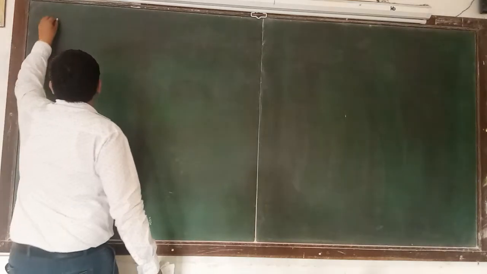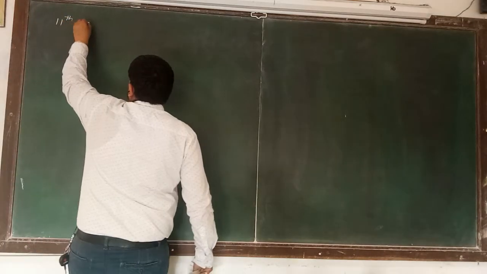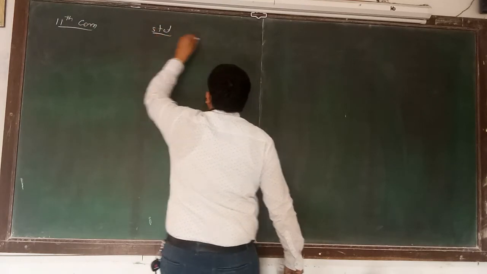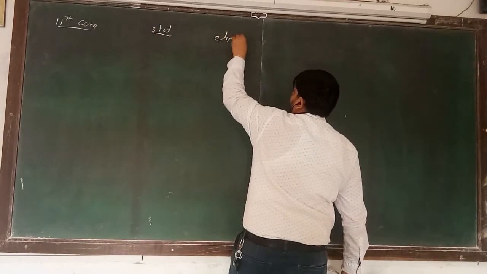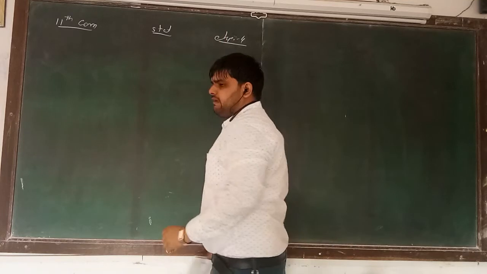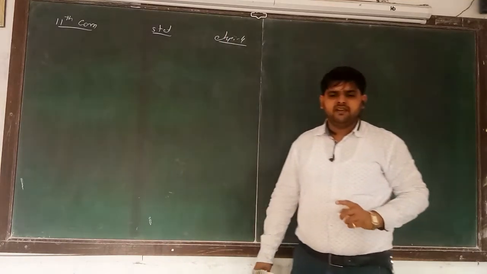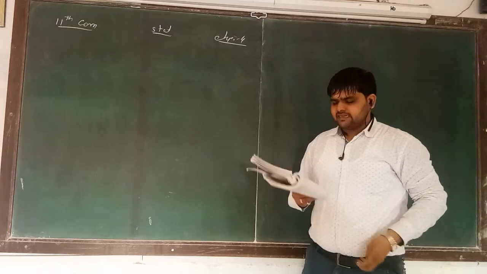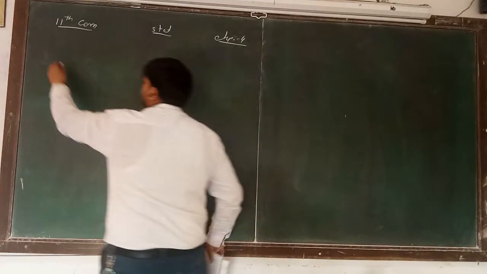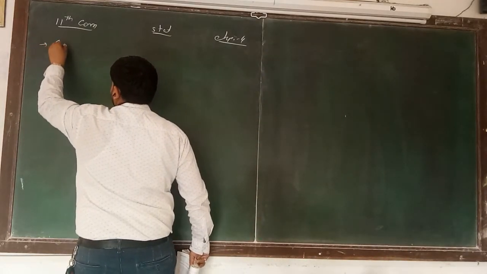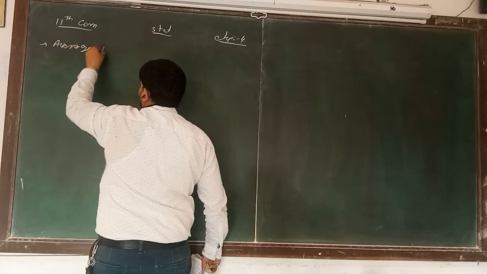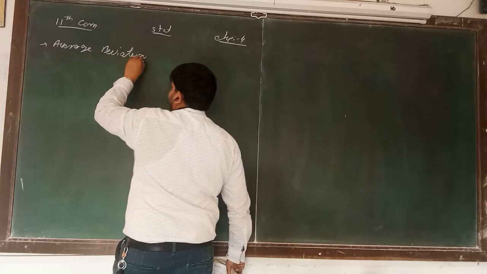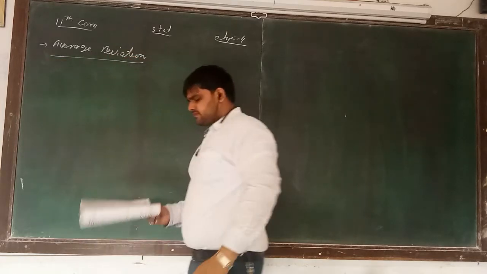Standard 11 Commerce, subject Statistics, chapter number 4, Measures of Dispersion. In that chapter we learned about range and standard deviation. Now we will discuss average deviation. So the third one is average deviation that we have to learn over here.